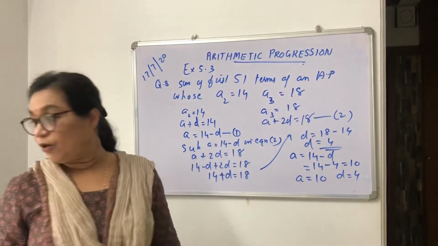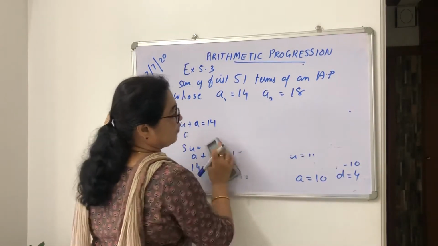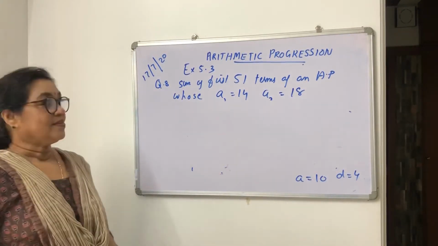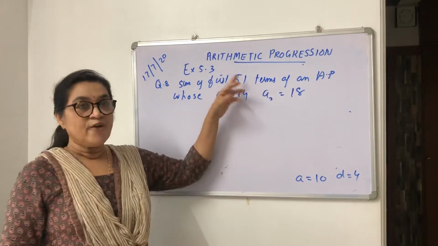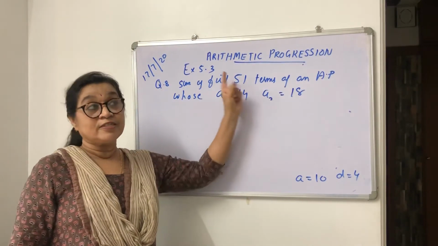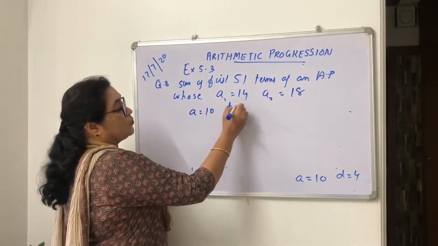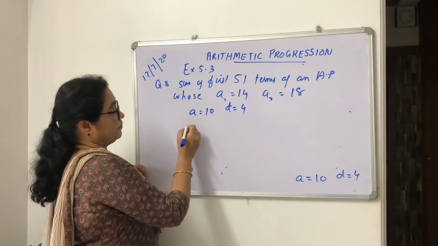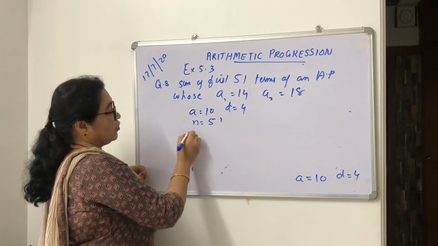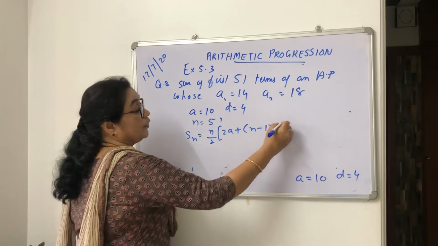So you want to find the sum of 51 terms. What you should find out is S51. Sum of the first 51 terms means it is S51. So you know A is 10 and D is 4, and N is equal to 51. So Sn is equal to N by 2 into 2A plus N minus 1 into D.